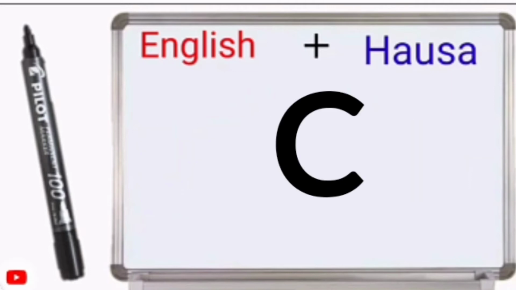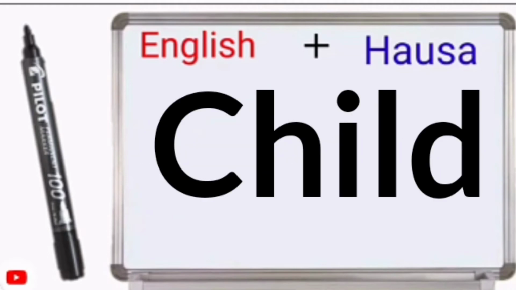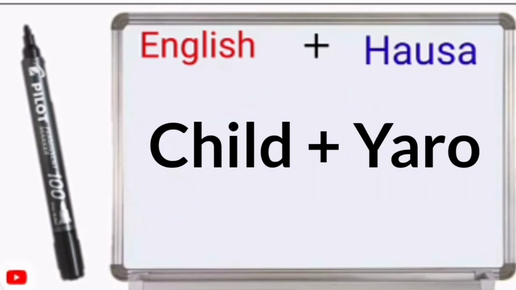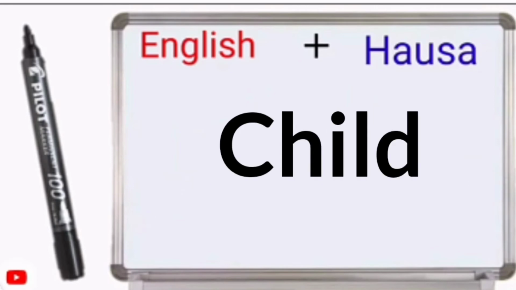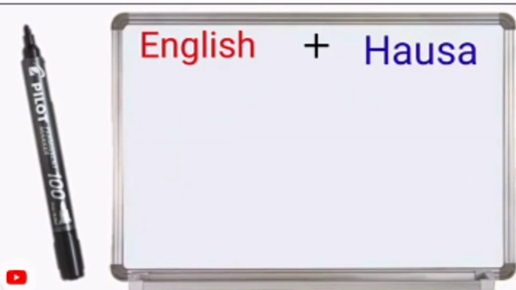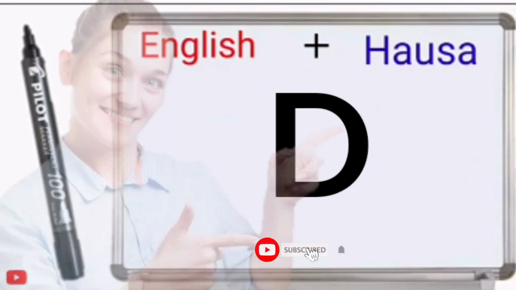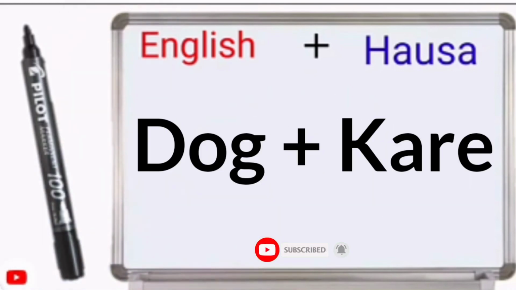Can, C-A-N, gwangwani. Child, C-H-I-L-D, yaro. Children, C-H-I-L-D-R-E-N, yara. Then moving to the D section, dog, D-O-G, kare.